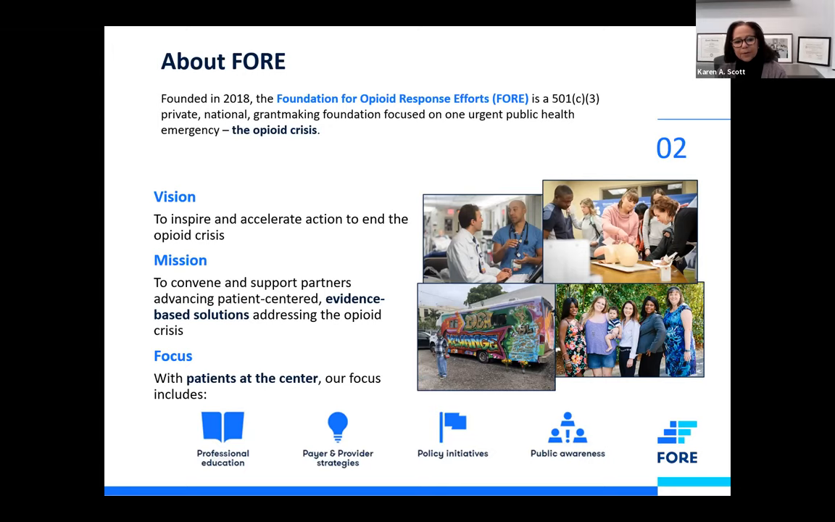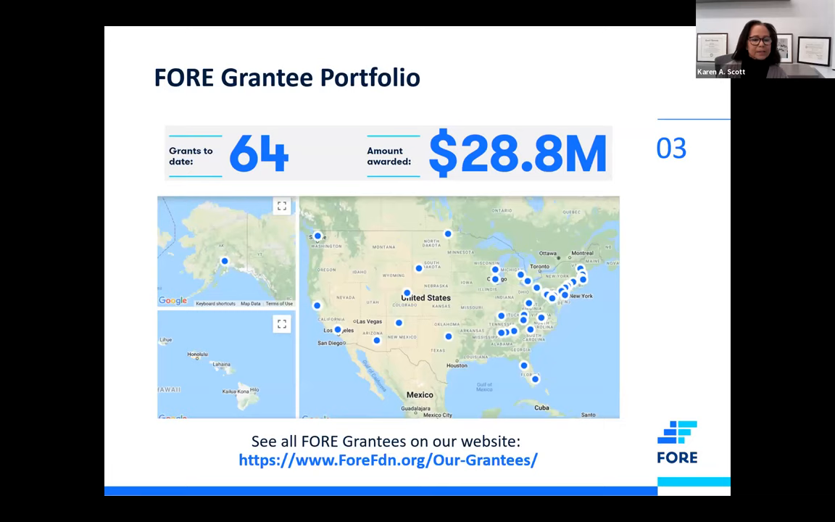We focus on interventions that are patient-centered, and we think about developing our work across what we call our four Ps of needing to support professional education, payer and provider strategies, policy initiatives, and public awareness. We understand that we need to be investing in a comprehensive approach in order to have a significant long-term impact. So since our founding in 2018, I am very proud to say that to date, we have awarded 64 grants, committing $28.8 million to organizations across the country.